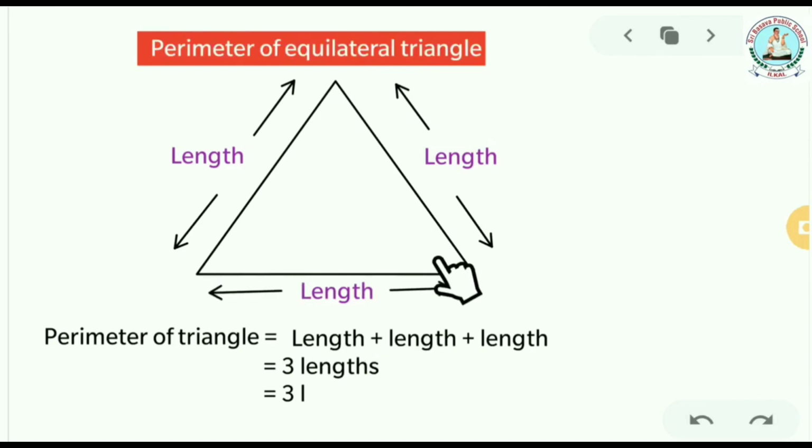As I said, here all the sides are equal, and one more thing, here all the angles are equal to 60 degrees. That is why this type of triangle is called an equilateral triangle, and its perimeter can be called the perimeter of an equilateral triangle, which is 3 times L. Here 3 represents the number of sides, and L represents the length of one side.